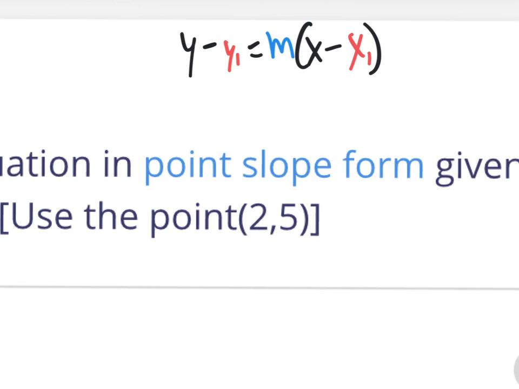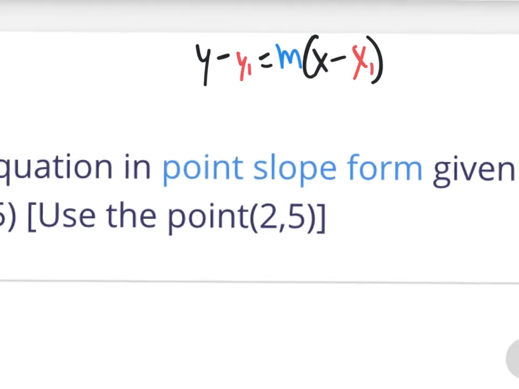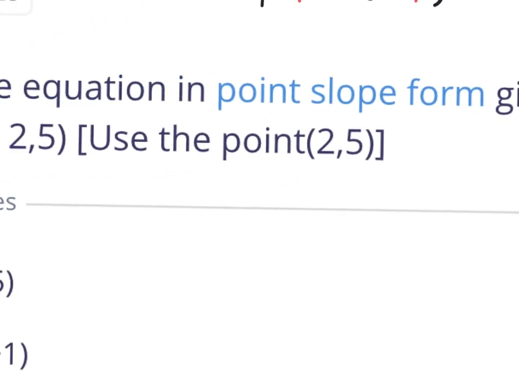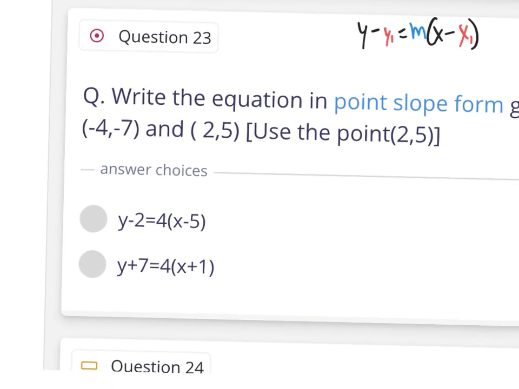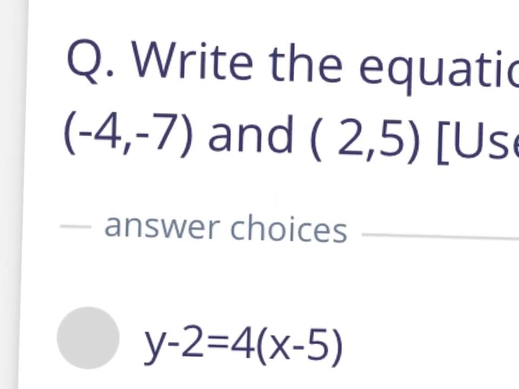Okay, so what do you need for a point and a slope? Well, you need a slope, and you also need a point. So what do they give us? It says they give us 2 points. And they give us the points -4, -7, and 2 and 5. So they want us to use these 2 points, but we need a point and a slope. We don't need a point and a point. We need a point and a slope. So how do we find a slope when they give us 2 points?